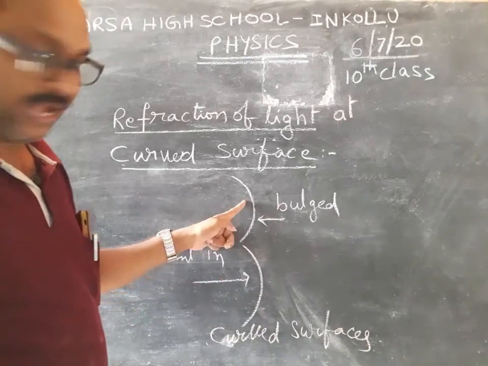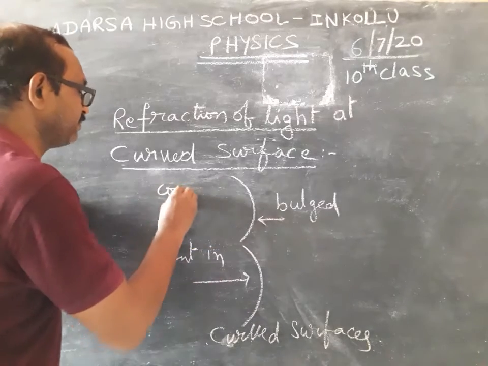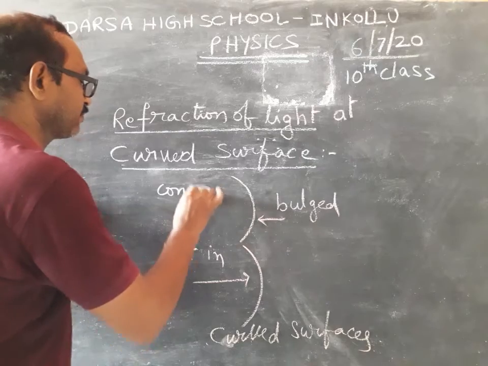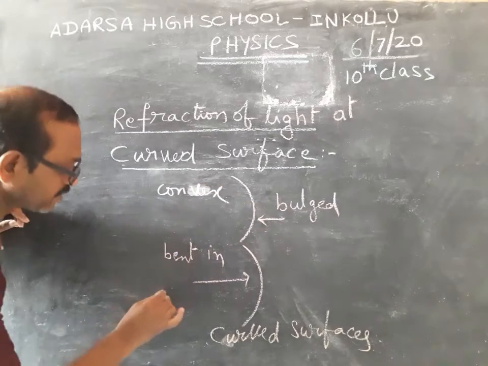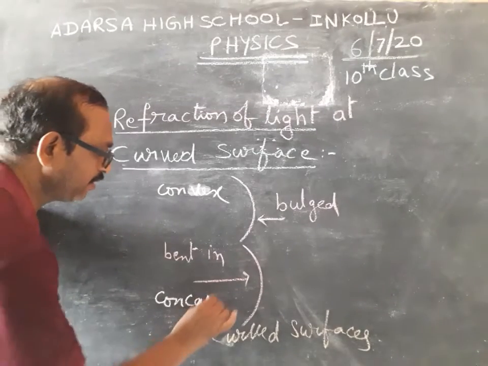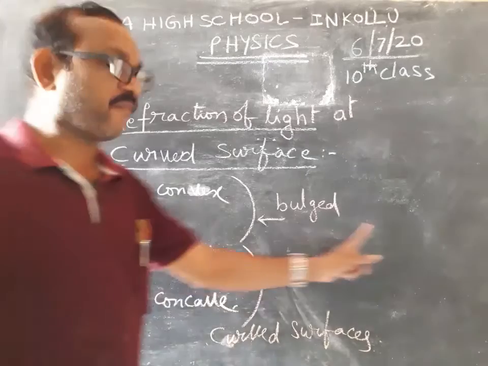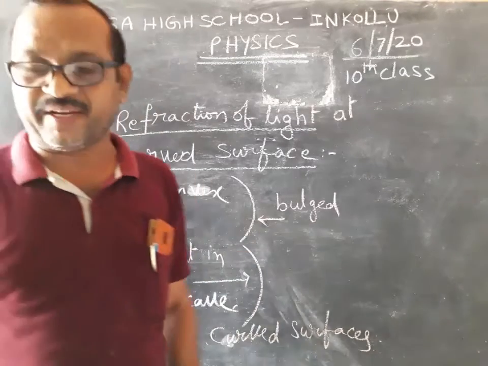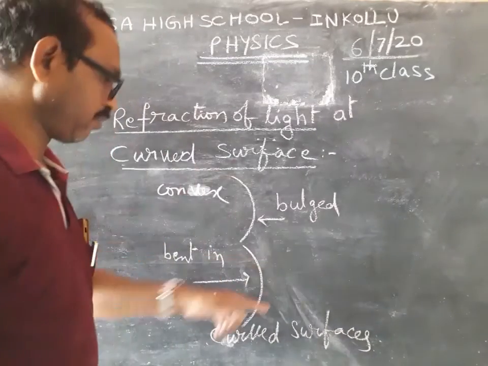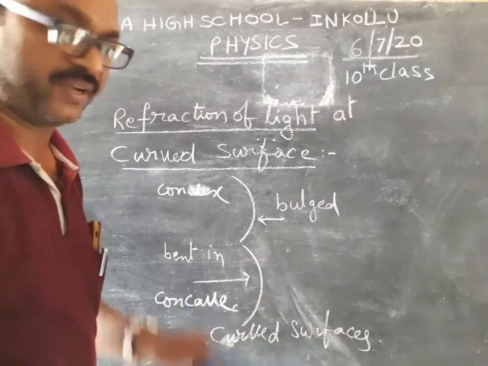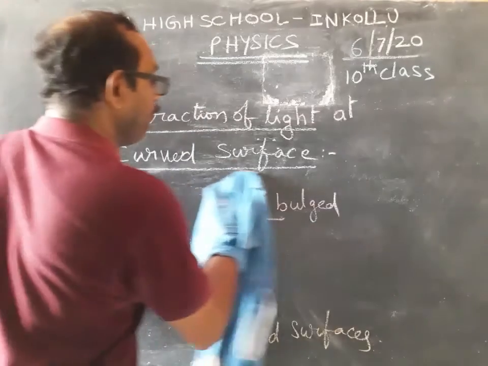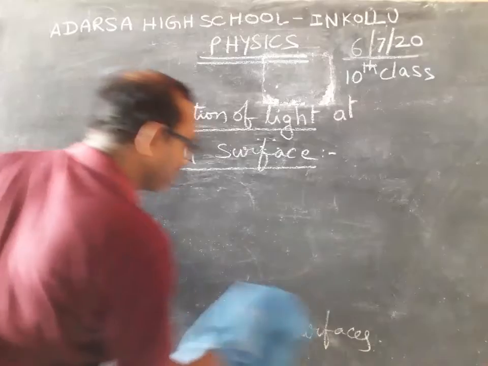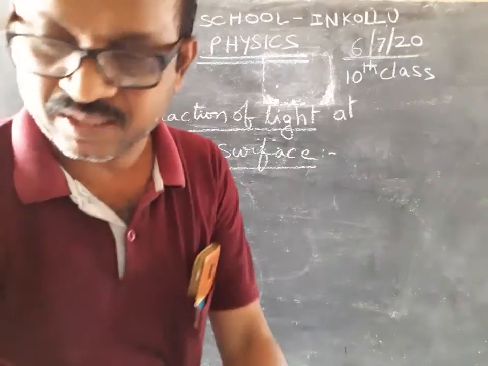This is known as the convex. This is known as the concave. Convex surface, concave surface, both are known as the curved surfaces. Now we are going to discuss first of all spectacles.